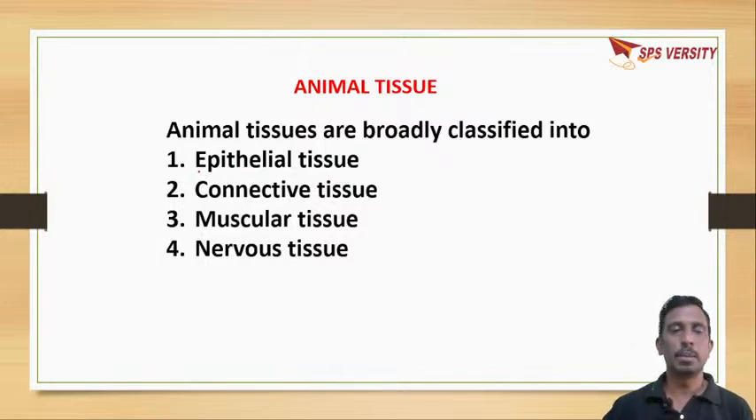पहला टाइप एपिथेलियल टिश्यू, दूसरा कनेक्टिव टिश्यू, नेक्स्ट इज मस्कुलर टिश्यू, and the last is nervous tissue.